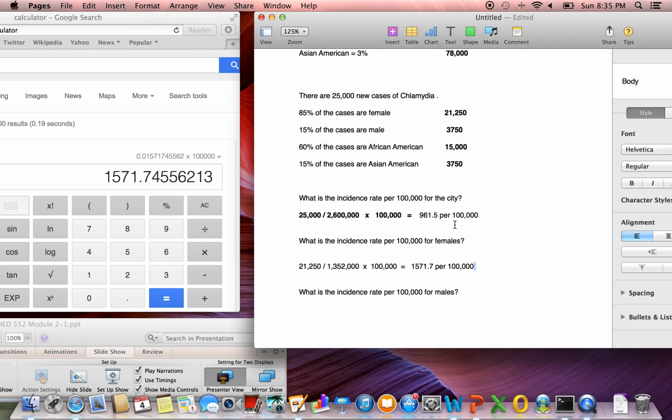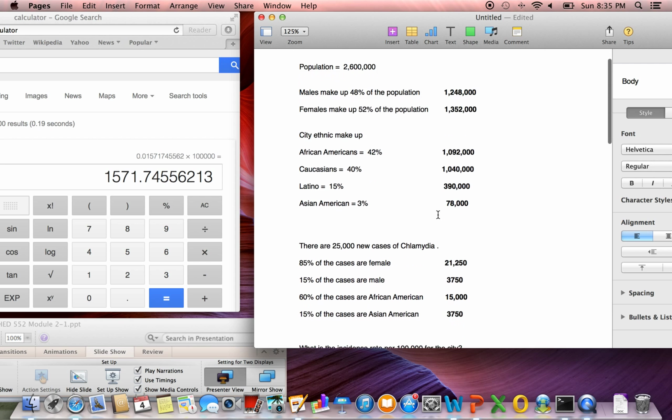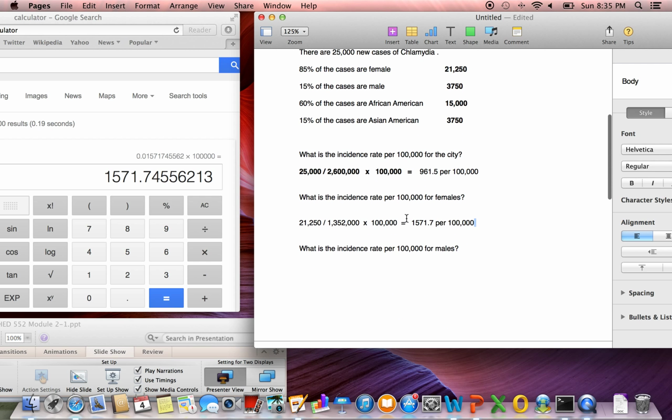So the population in the entire city, what is it? Almost half the population is male. So that actually does make sense, even though the number seems much higher than the city rate. So you can figure it out for the males.